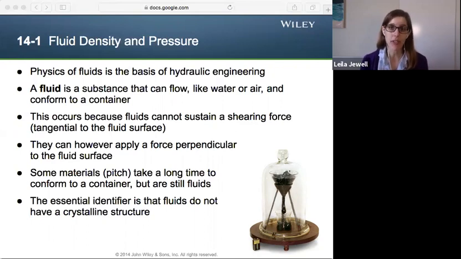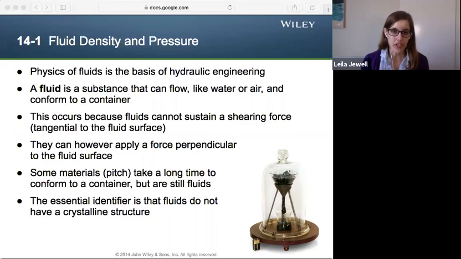So this occurs because fluids can't sustain a shearing force, if you remember from chapter 12, where you have a force tangential to the surface. If you push on a fluid tangential to the surface, it's going to collapse in that direction. Fluids can, however, apply a force perpendicular to the fluid surface. So they can push out in all directions.